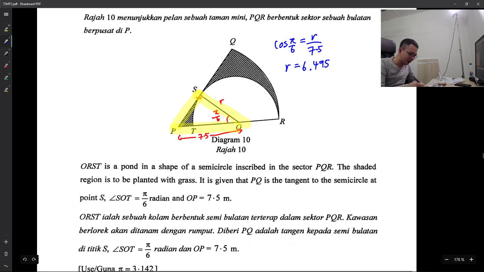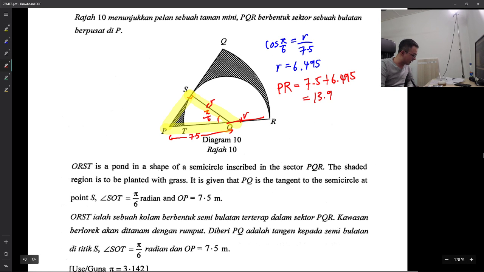So therefore, I know here is another R, right? Because this length and this length is the same. So therefore, I can get the radius of PR. So I will say PR will equal to 7.5 plus 6.495 plus 7.5. So you get the distance is 13.995.